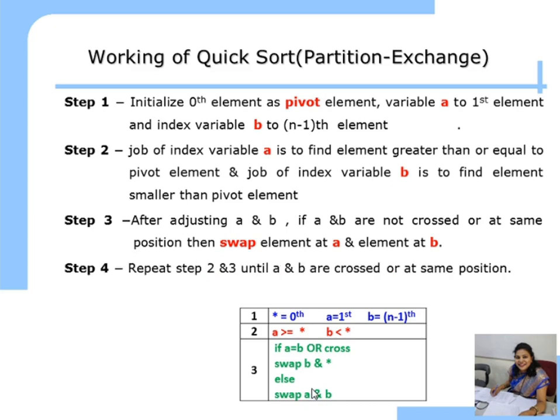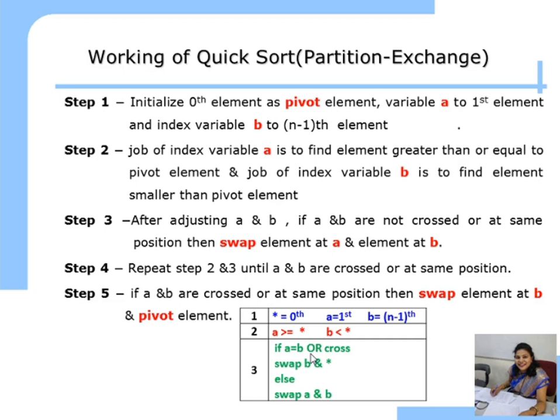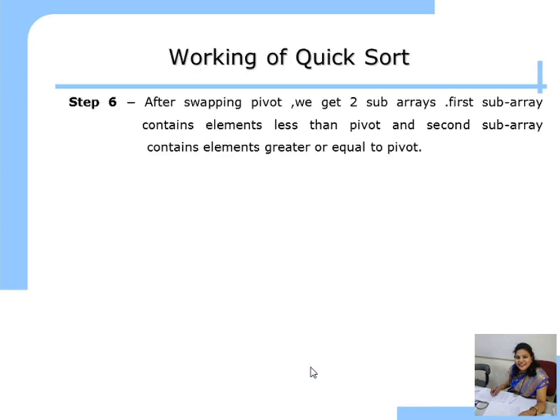Steps number 2 and 3 are continuously repeated until A and B are equal or cross. Whenever they are equal or crossed, we swap the pivot element with B. We swap B and the pivot. I denote the pivot with the star, asterisk. Whenever you perform this step, whenever you swap the pivot, your pass ends. You divide the list on the basis of the pivot. One list has all the elements smaller than the pivot and another list has all the elements greater than the pivot. So in step 6, after swapping the pivot, we get two subarrays.